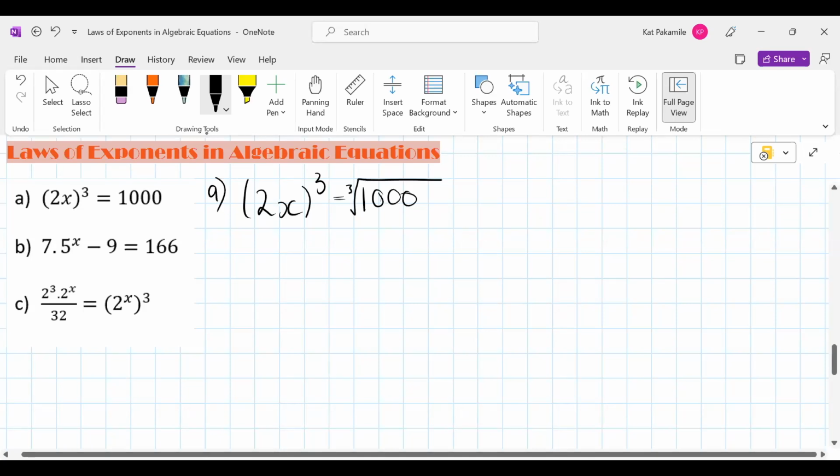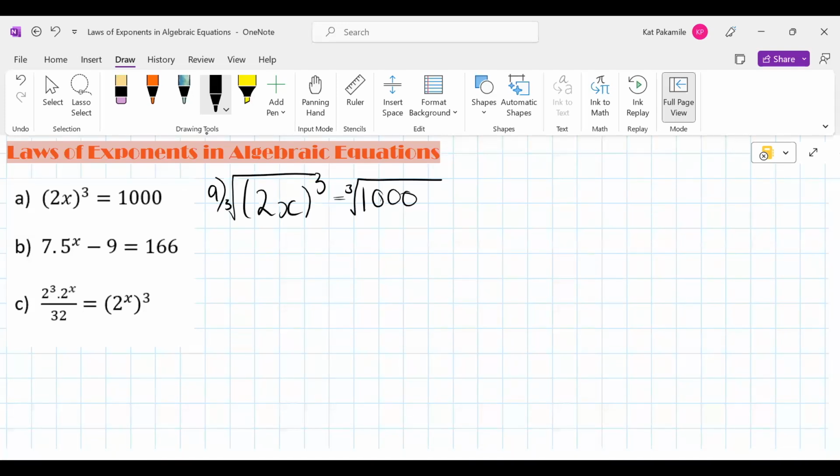Cube root. Here we go. The answer is going to be 10. So 2x equals 10. Then we're going to divide both sides by 2. Therefore, x is 5. Thank you, Tammy. Thank you very much, ma'am. These were beautiful.